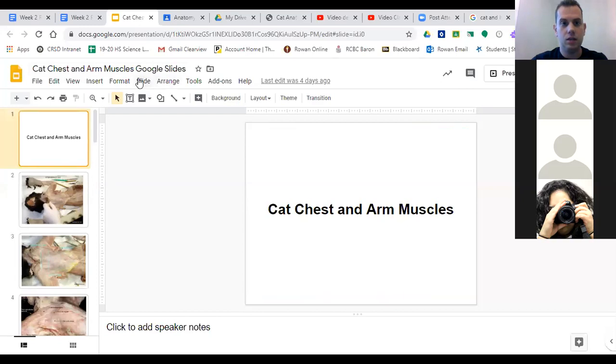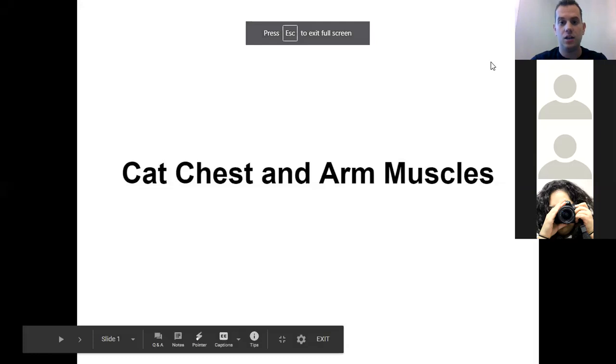Let's take a look at the muscles of the cat in the chest and the arm today, and we're also going to look at the back muscles as well. Can everybody, hold on, I'm going to unmute you again for a second because the last class I did this wrong. Can you guys see the PowerPoint slide? Yeah. Okay, good. All right, I'm going to mute you again.